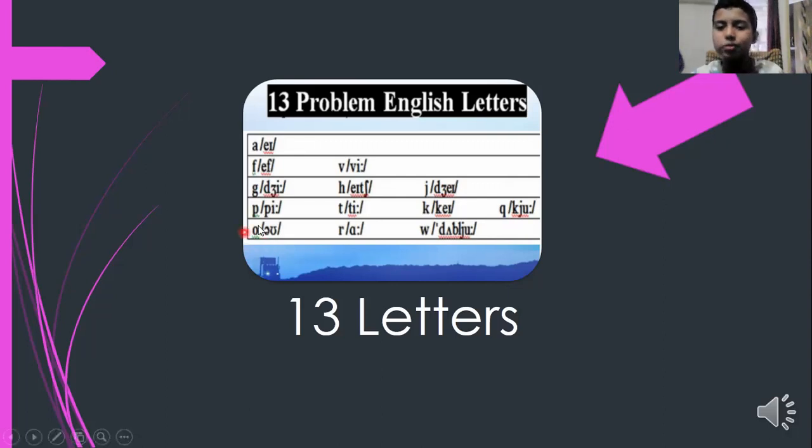Then, the most problematic one, and most of the people make mistakes on it. And that is, many of the people pronounce it as oh, like this. The orange is very good, but it's wrong. The pronunciation will be: the orange is very good. The orange is very good. Like this, you have to pronounce correctly.